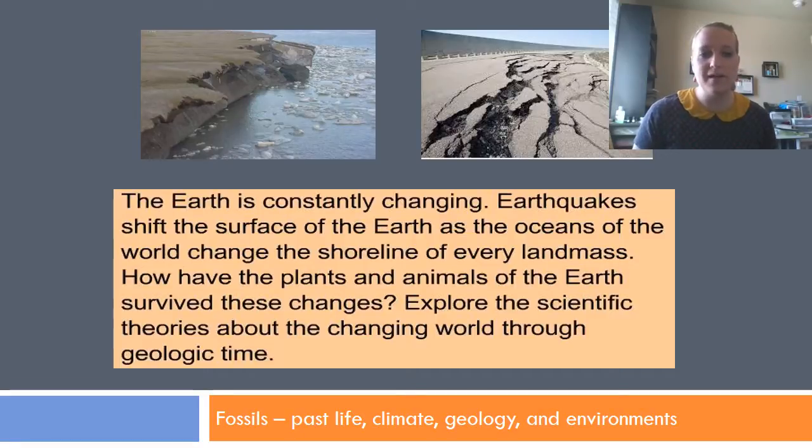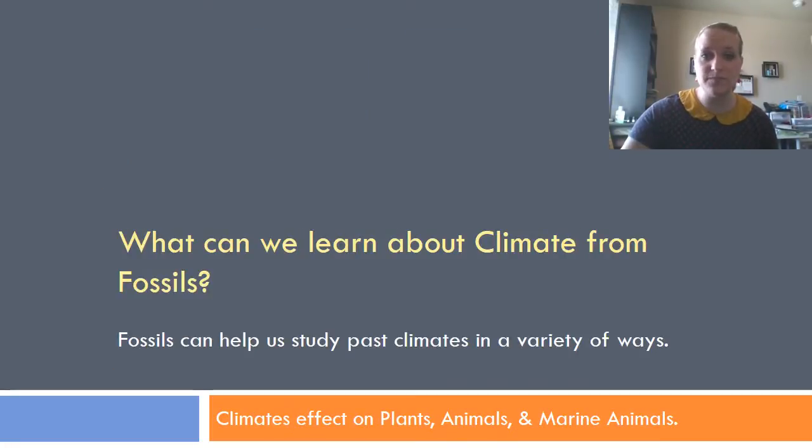So we're going to look at how the Earth has changed over the course of history, and you'll be able to see some of the differences. With earthquakes, pictures like this here, and then even just with our constant erosion and the oceans changing the shorelines of all the land masses of the world. Now, fossils can tell us a lot about how these things have changed. And we can learn about climate from our fossils.